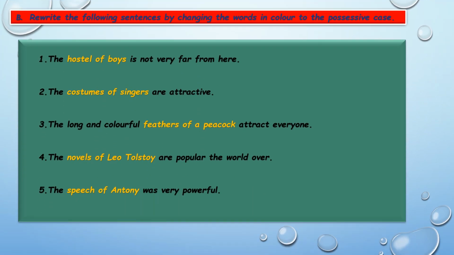The next exercise is to rewrite the following sentences by changing the words in color to the possessive case. So we have to change to the possessive case and then write these sentences again. Rewrite means write again. See, the first one: the hostel of boys is not very far from here. So here we have to change the colored words. Hostel of boys. Possession is shown, isn't it? So how will we convert? We will change it to boys apostrophe hostel.